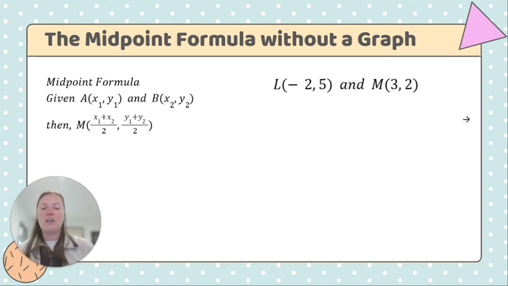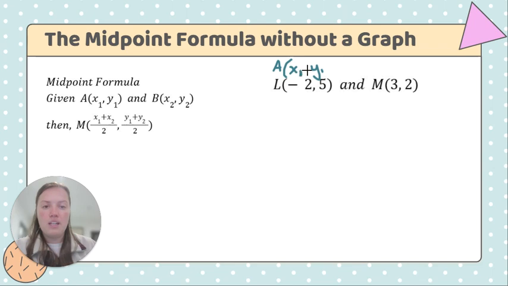Now, some students may be able to eyeball if we have a picture here, but what happens if we don't have a picture? What if we're given 2 points and we're just asked to find the midpoint? We do the exact same thing. In this case, we'll say that L is kind of like my A value, my first point. So this is going to be my X1 and my Y1.